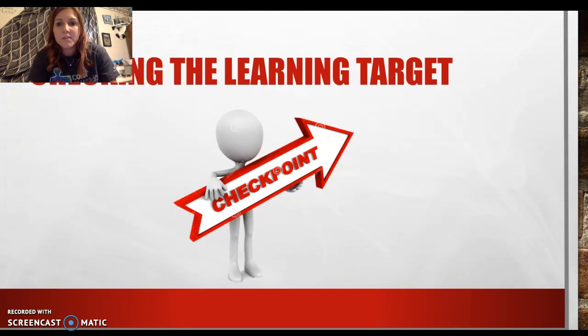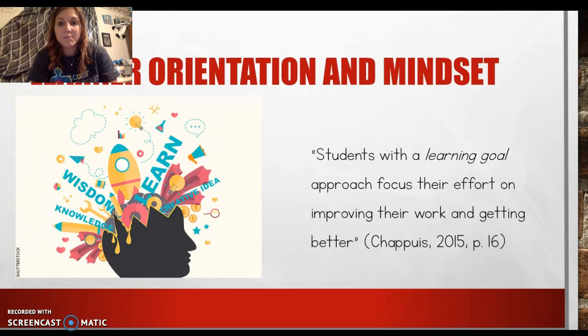Checkpoint. So one of the biggest ideas that goes along with effective formative assessment is making sure that the students understand the learning target and the information they're being taught throughout various parts of the instruction. So checking in is crucial in the formative assessment steps.